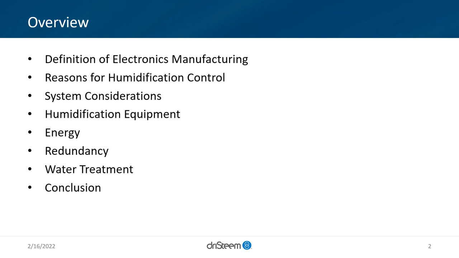Then moving into humidification equipment itself, looking at the energy impact that these facilities have to maintain throughout their, obviously, product processes, and how humidification plays a role in that, whether we talk about adiabatic or isothermal. Talking a little bit about redundancy, as operations of these facilities tend to be 24/7. Water treatment as it relates to humidification and maintenance, and then just a conclusion at the end.